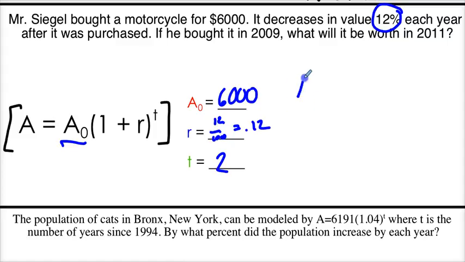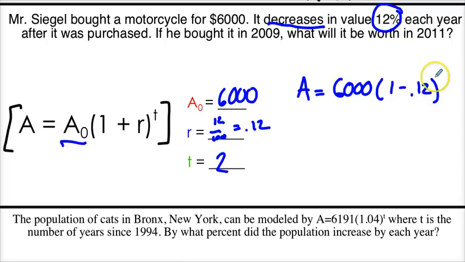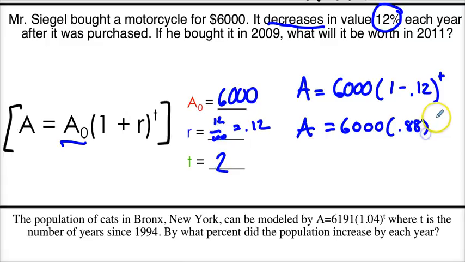Now to figure this out, we just plug into our formula. So just like before, A is equal to the starting value, which is 6,000, times 1 minus, because remember, this is decreasing, 0.12, to the t. I'm not plugging in my time yet. Let's simplify this. A equals 6,000 times 0.88 to the t. All right, that's my formula. I figured out my formula.